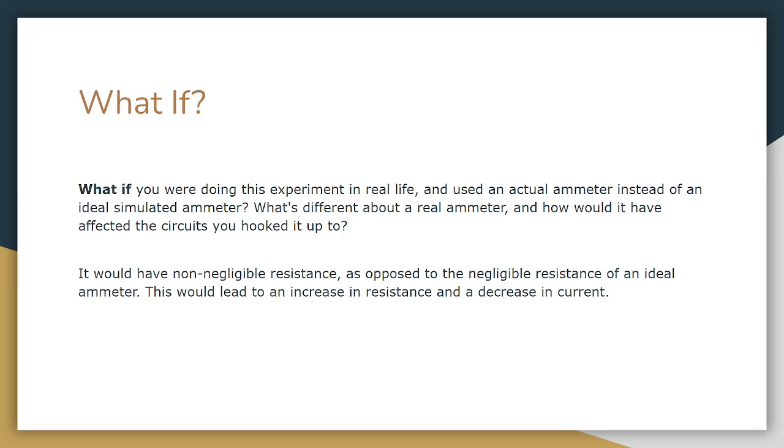So what if you were doing this experiment in real life using an actual ammeter instead of an ideal simulator? What's different about a real ammeter and how would it have affected the circuit you hooked it up to? It would have a non-negligible resistance as opposed to the negligible resistance of an ideal ammeter, and this would lead to an increase in resistance and a decrease in current.